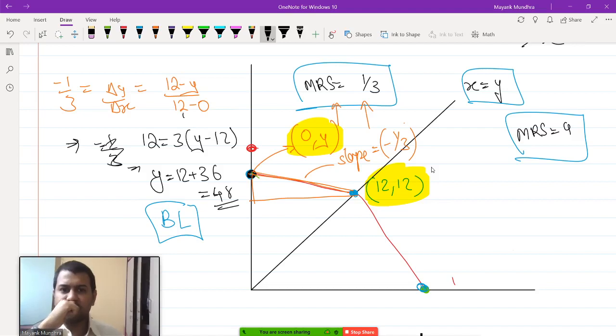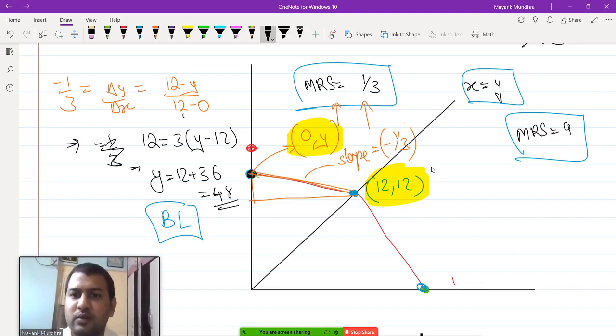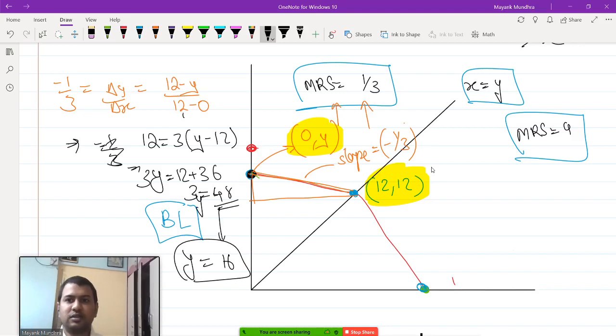Why am I getting such a high value for y? Delta y by delta x is minus 1 by 3. It doesn't look like it should be going to 48. Oh, sorry, 3y equals this. So 3y equals 48. This implies y should be equal to 16. Okay, so this point becomes 0 comma 16.